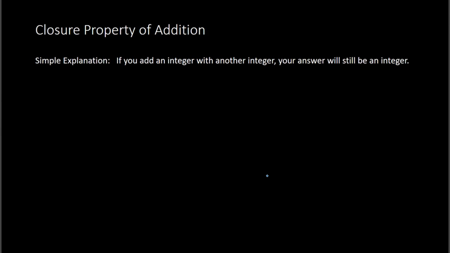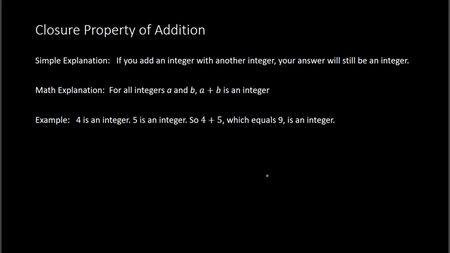The closure property simply says that if you add two numbers together, if they're both integers, then your answer will still be an integer. So the math explanation would be if you have integers a and b, then a plus b would still be an integer. With real numbers, if 4 is an integer and 5 is an integer, then 4 plus 5, which would equal 9, is also an integer. And that is your closure property.